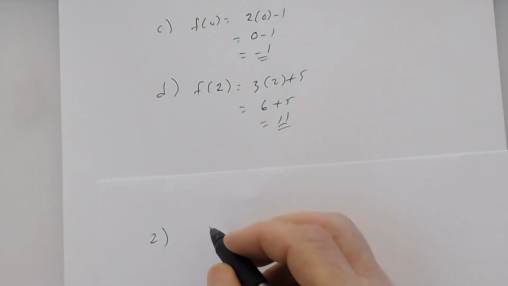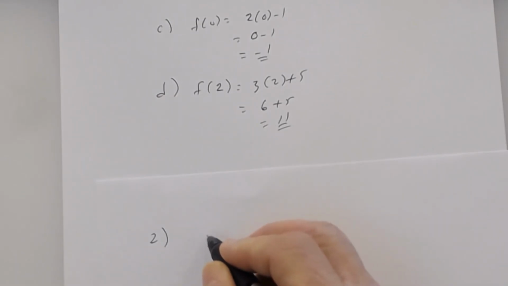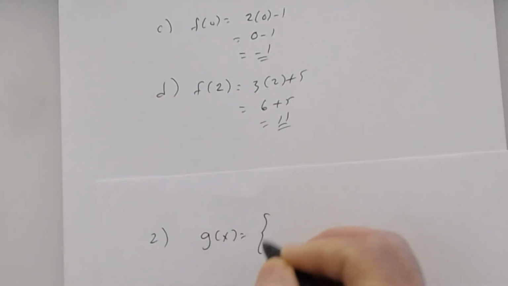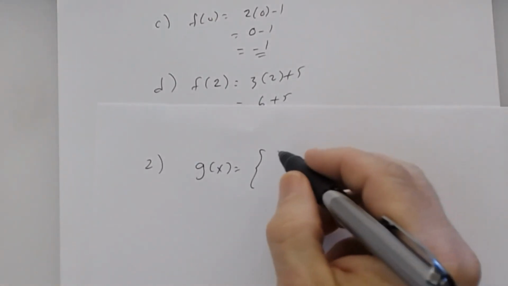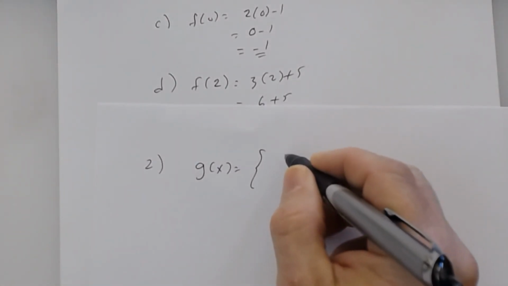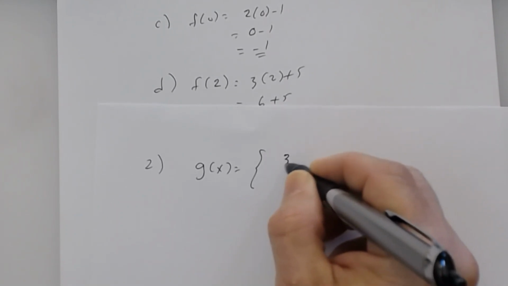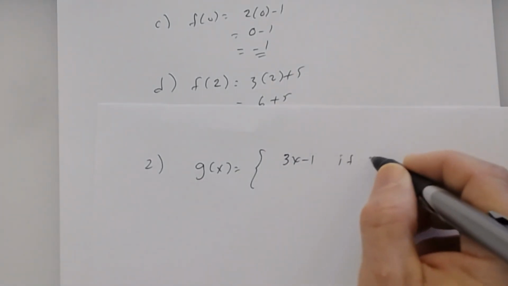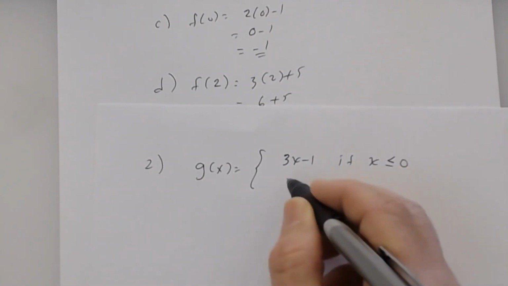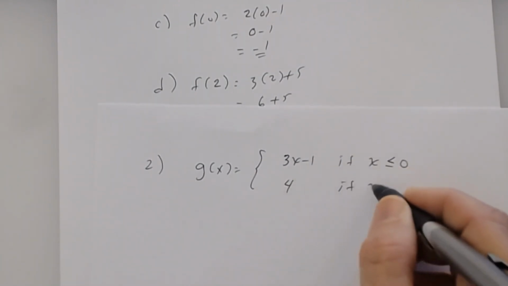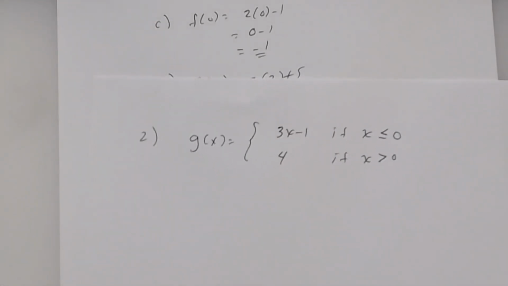Next week we're going to look at the graphing of this. These are going to be 2 pieces. I'm not going to ask you to do 3 pieces. It'll be 2 pieces. But let's suppose this time that g of x is a piecewise function, and the piecewise function is this: 3x minus 1 if x is less than or equal to 0, and 4 if x is greater than 0. So g of x is 3x minus 1 if x is less than 0, and 4 if x is greater than 0.